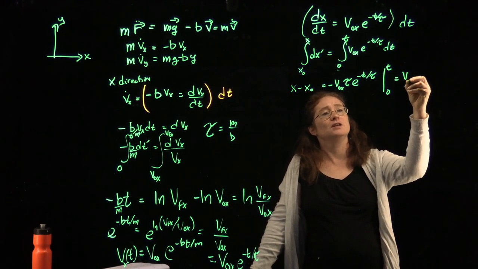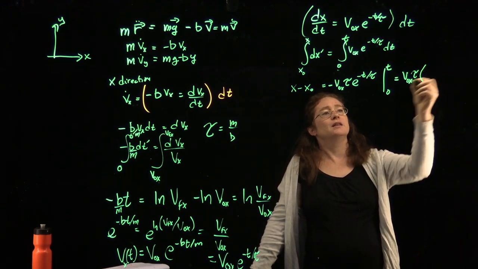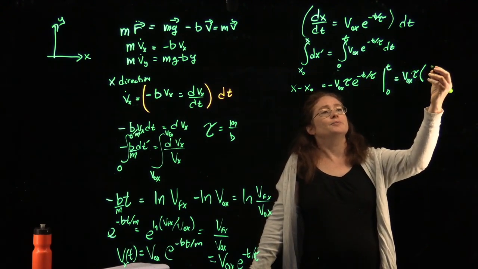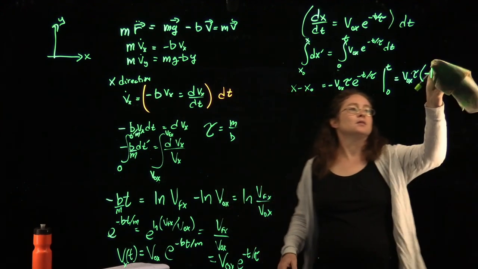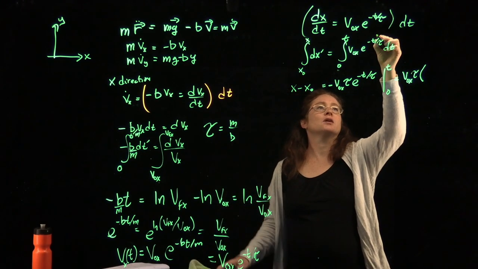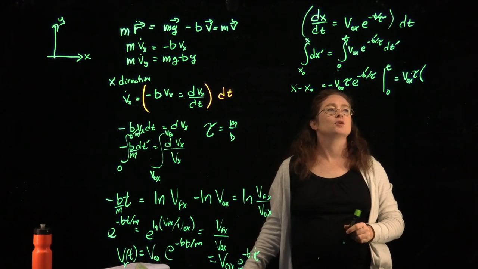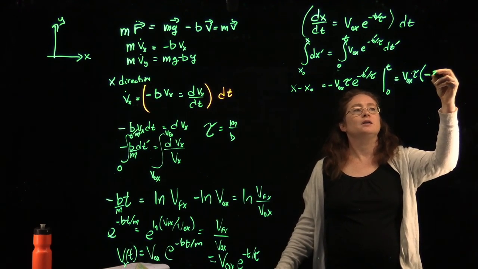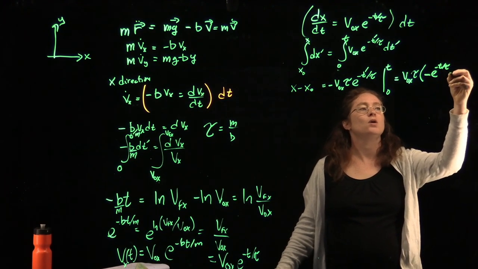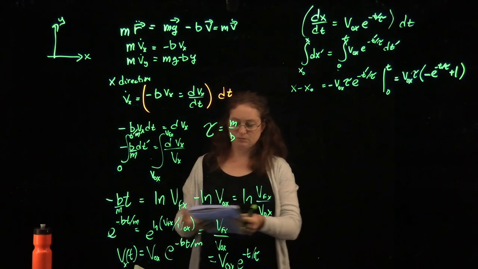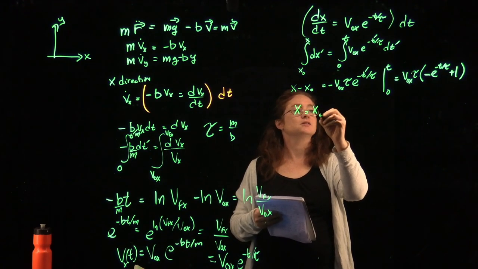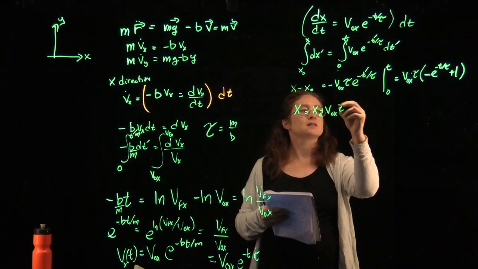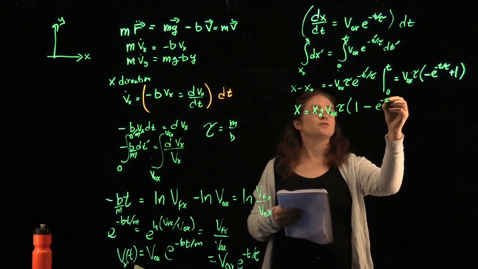Now I get a v0x tau, and then the 0 gives me a 1. So I have a minus 1. Here I want to use a t prime just to make things neater. So here I have a negative e to the negative t over tau, and then minus a minus is a plus 1. And this gives me x equals x0 plus v0x tau times 1 minus e to the negative t over tau.